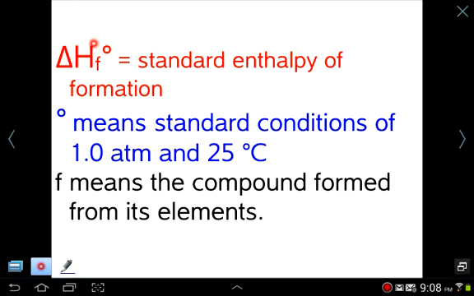This little symbol, the little knot, this is called the knot symbol, actually refers to standard conditions, which are 1 atmosphere and 25 degrees Celsius. And we want to list all compounds under the same conditions, because as conditions change, the delta H may fluctuate. And the F here means the compounds are formed from its elements.